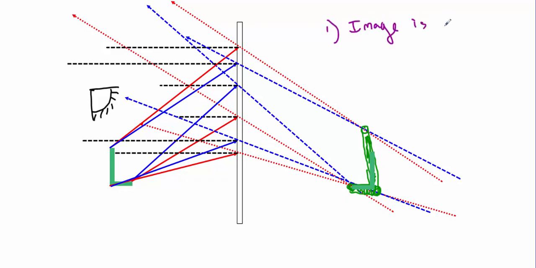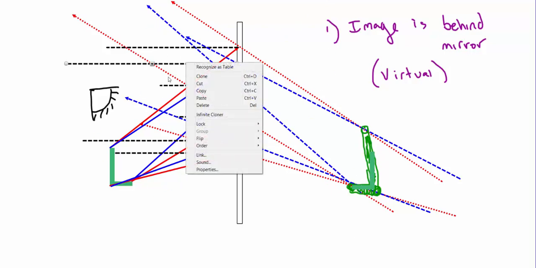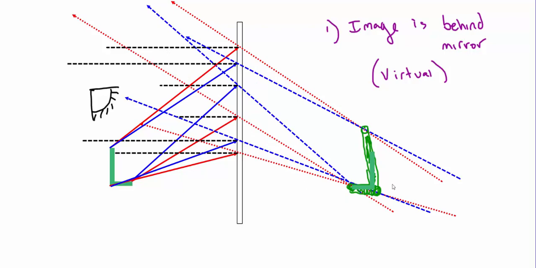is behind the mirror. There's a word for that. There's a term for that. That means it's virtual. So this is a virtual image. All virtual images, the image is not actually where the light originates. So remember, this whole side is actually darkness. The light did not exist over here. It existed over here. But since the image is over here, it's virtual.